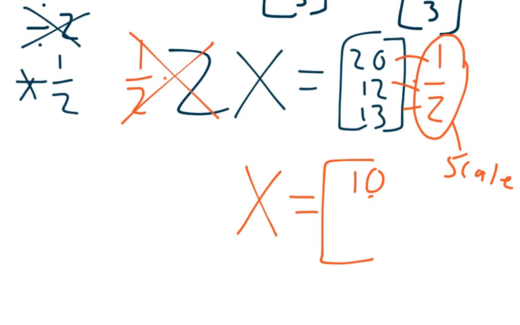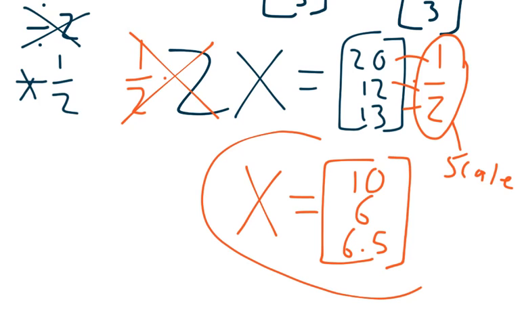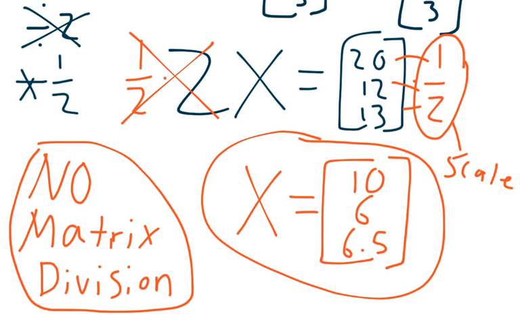This is my answer. So, I mean, yeah, I divide them all by 2, but there really is no matrix division. It doesn't really exist in the world of matrices, so we think of it as multiplication by 1/2. So that's your answer, and that's the last example in this video.